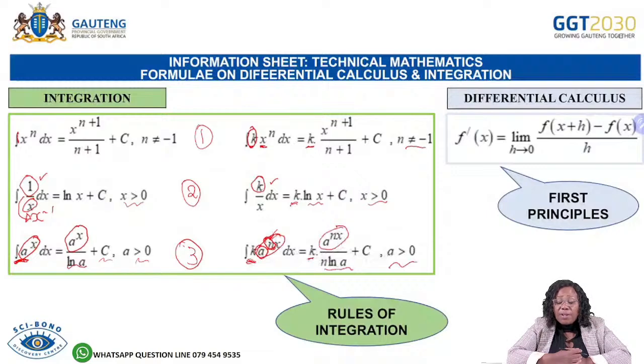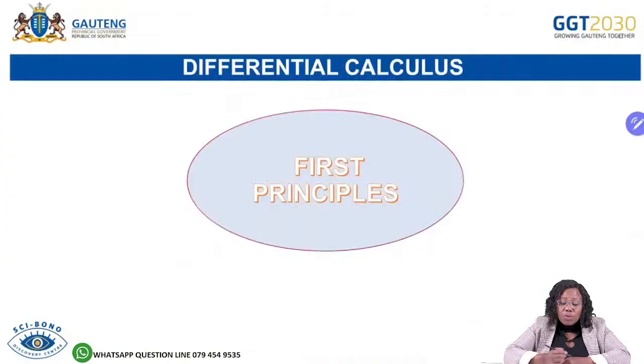Now with differential calculus, the only formula that we have basically, Grade 12, is the first principle one on your formula sheet, which states that f prime of x is equal to the limit of h approaching 0 of f of x plus h minus f of x, over h. This formula, you will get it at the back of your question paper on your information sheet. Please use that information sheet effectively.